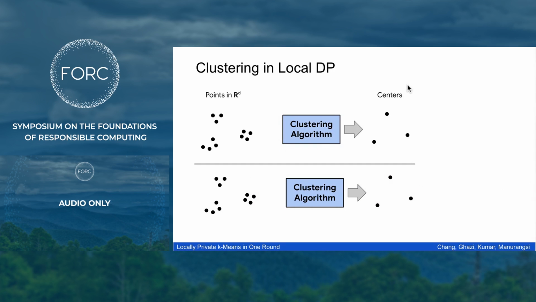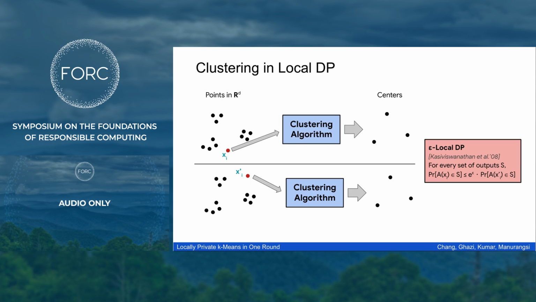The second model, which is the focus of our work, is the so-called local model, where we think of each input point as being held by a user who can then send a message or multiple messages to the clustering algorithm. The clustering algorithm, upon seeing these messages, then computes the centers. And the goal here is for each user's messages to be differentially private.